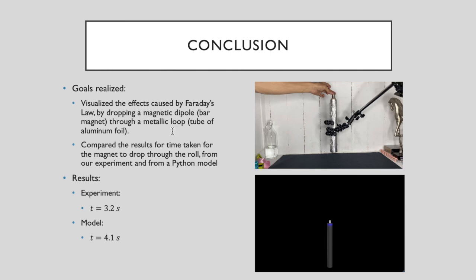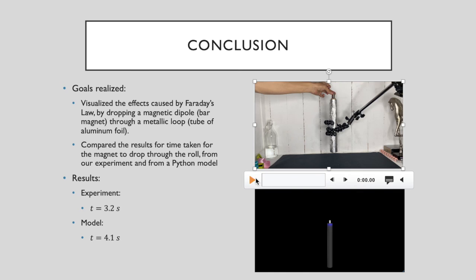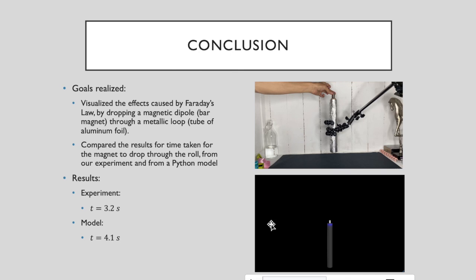In conclusion, we accomplished the goals of visualizing the effects caused by Faraday's law by dropping a magnetic dipole through a metallic loop, as seen here. We also compared the results for time taken for our magnet to drop through the roll from our experiment and from a model on Python, which we can see here. Our experimental results were that the average time taken was 3.2 seconds, whereas the results from our model were that the time taken is 4.1 seconds.